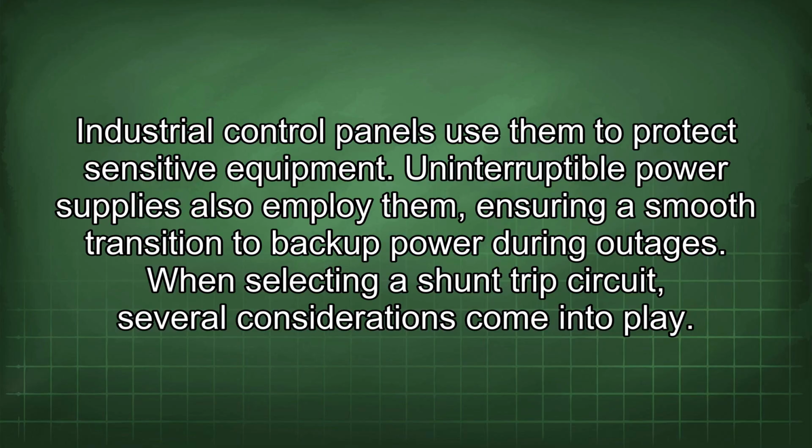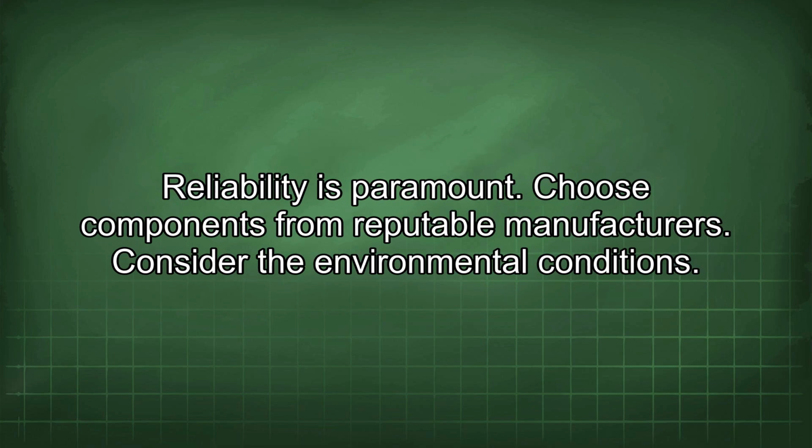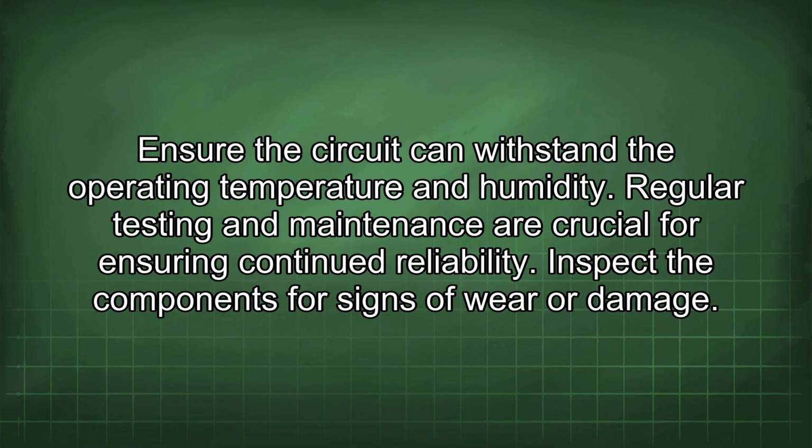When selecting a shunt trip circuit, several considerations come into play. Compatibility with the specific circuit breaker is essential. The voltage rating must match the system's voltage. The current requirements of the shunt trip coil should align with the low voltage release circuit's capabilities. Reliability is paramount. Choose components from reputable manufacturers. Consider the environmental conditions. Ensure the circuit can withstand the operating temperature and humidity.